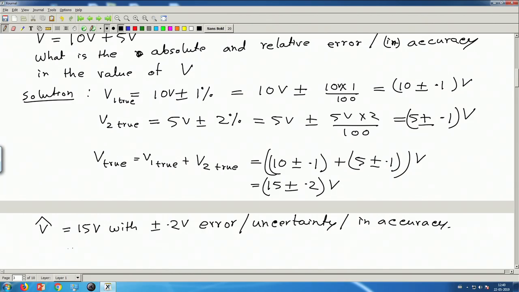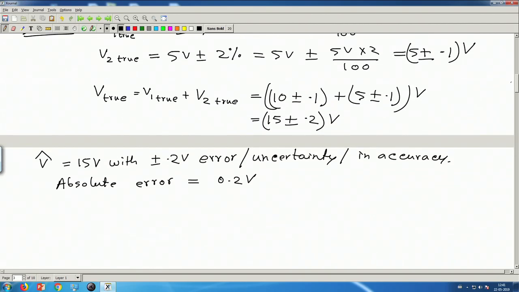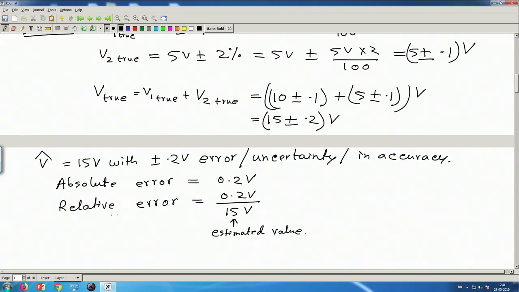Okay, so absolute error is therefore 0.2 volt. Ignoring the sign, this is 0.2 volt, and relative error will be 0.2 volt divided by 15. Here 15 means the estimated value or measured value, not the true value. In this we are using the definition that relative error is absolute error divided by the estimated value.